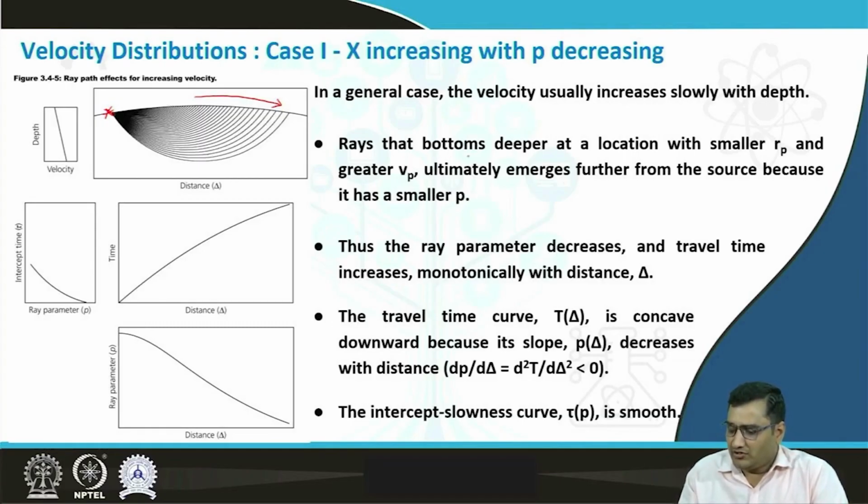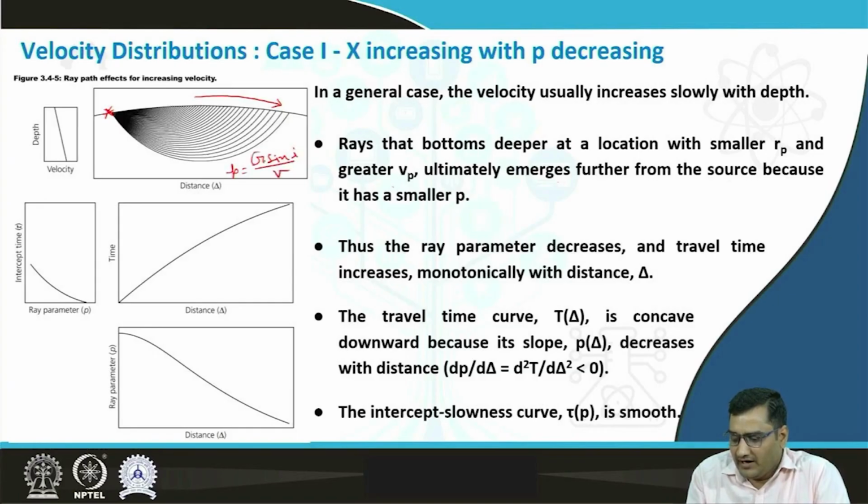Rays that bottom deeper at a location with small rp and greater vp ultimately emerge further from the source because they have a smaller p. So if you look here, the rays with a small takeoff angle will have the smaller ray parameter, and the rays with larger takeoff angles will have the larger value of the ray parameter, because we know that p is equal to r sin i by v.